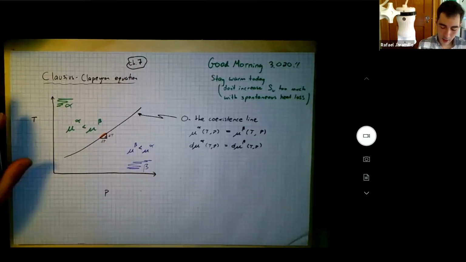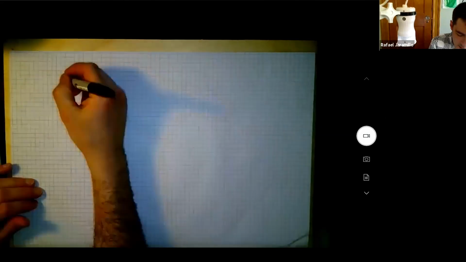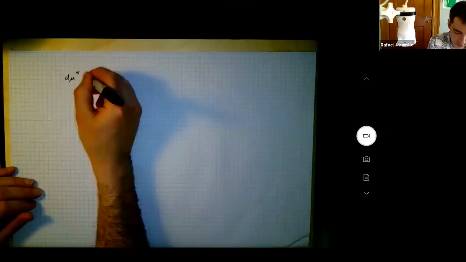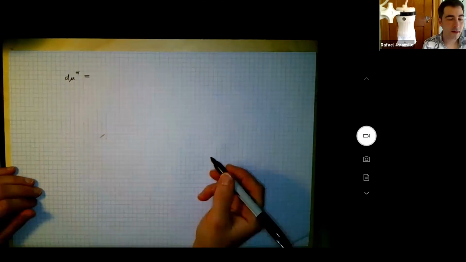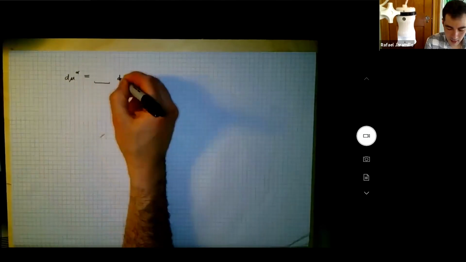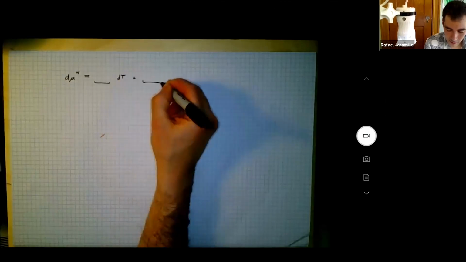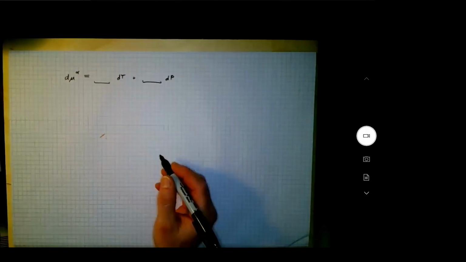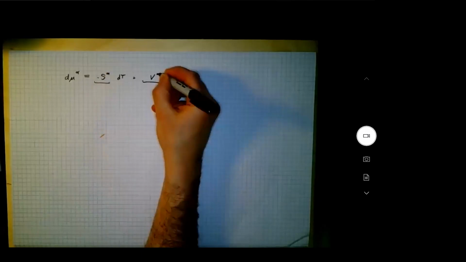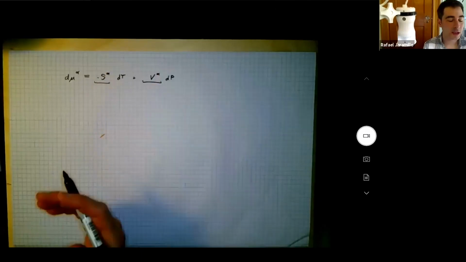All right. So let's evaluate that condition. That's the condition for the line. So d mu alpha. We know what this is. Who wants to give me an expression for d mu of alpha? It's something times dt plus something times dp. Minus sdt plus vdp. Right. You may recall that chemical potential is molar Gibbs free energy.